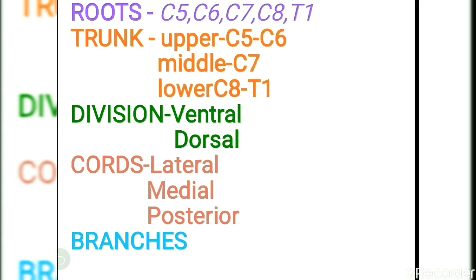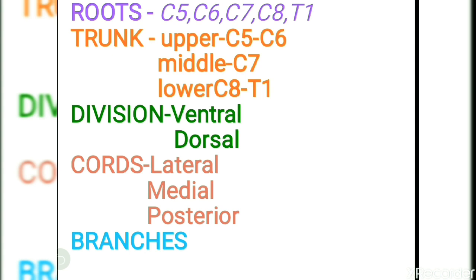Now again, each trunk is divided into 2 divisions. That is, the upper trunk has 2 divisions, the middle trunk also has 2 divisions, and the lower trunk also has 2 divisions. So what are the divisions? The upper trunk has the anterior division and the posterior division, or we can say the ventral division and dorsal division. Then the middle trunk will also divide into 2, ventral and dorsal. And the lower trunk will also divide into two divisions, ventral and dorsal.